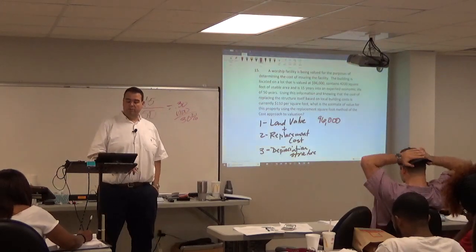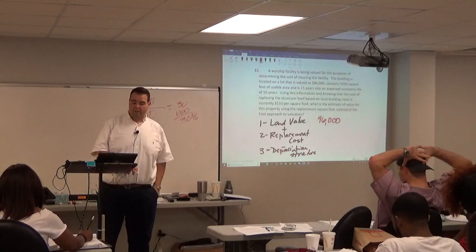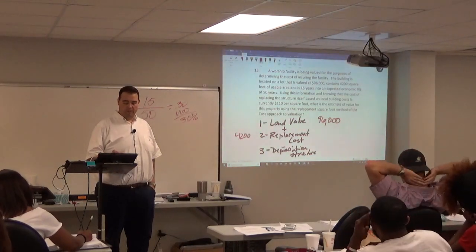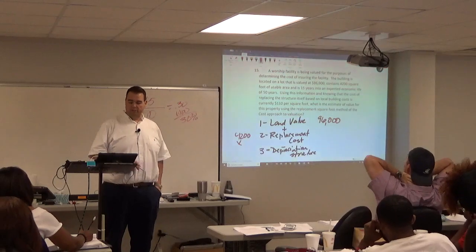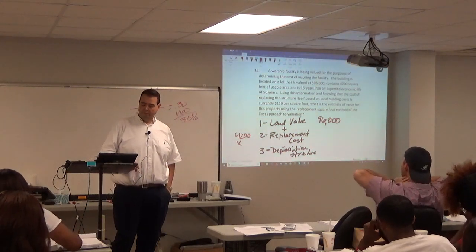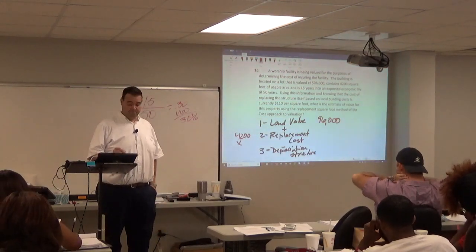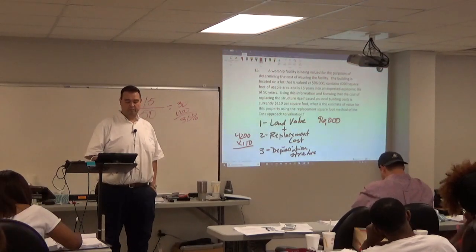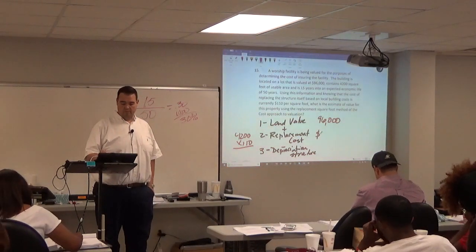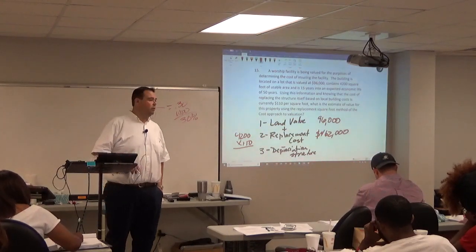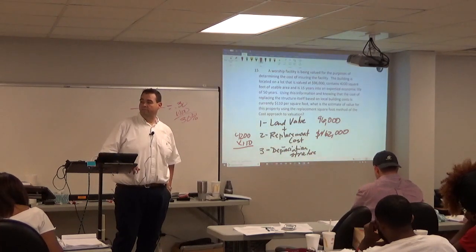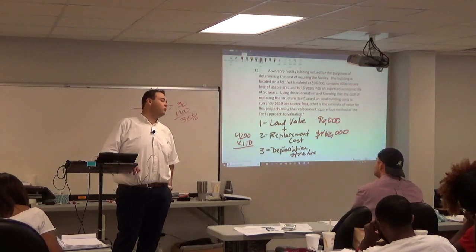Contains 4,200 square feet of usable area. So that 4,200 is going to go here with my replacement cost, right? So it's going to be 4,200 times something. Times 110. Yeah. So what'd you come up with for replacement cost? $462,000. Everybody agree with that for replacement cost? Yes. So far, so good? You couldn't be that lost. 2/3 of the way there.